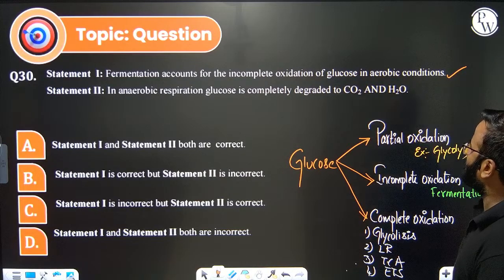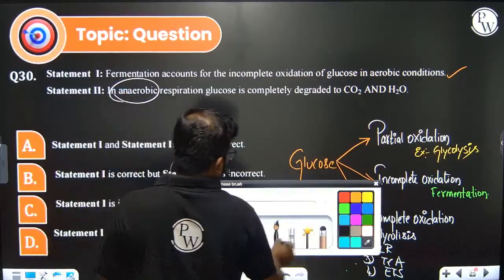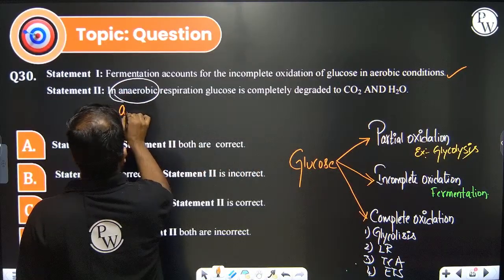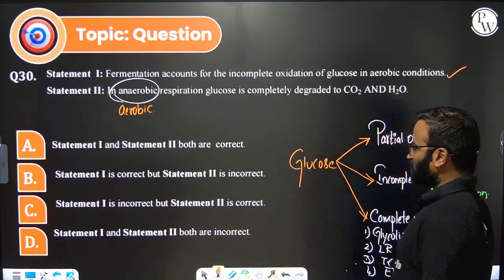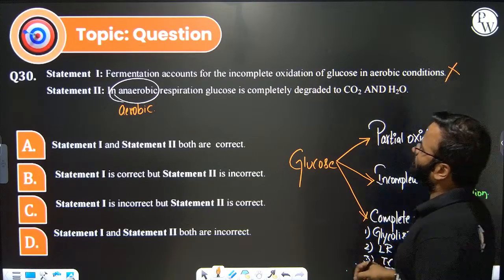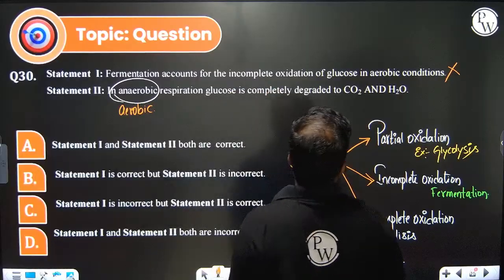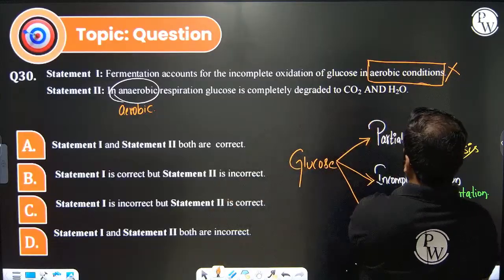Statement 1 is correct and statement 2 is true? In anaerobic, he says anaerobic. No, if he had written aerobic, then it would have been correct. So both are incorrect. Fermentation accounts for the incomplete oxidation of glucose in aerobic condition. No, this is wrong now. That's what I was trying to say. Both are wrong.